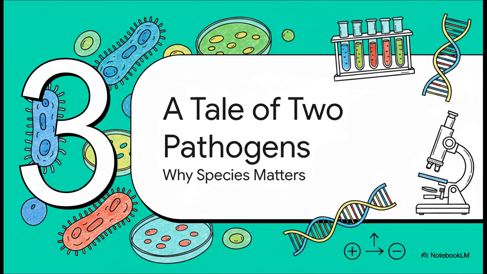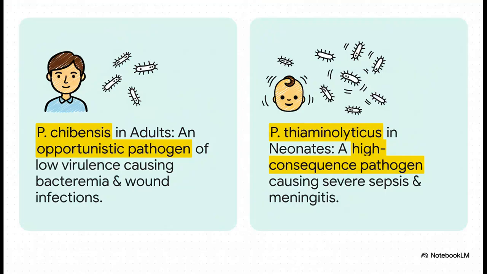So why are we making such a big deal about getting the exact species name right? Because when you're talking about the Paenibacillus genus, you're not just dealing with one kind of bug. You're dealing with a family of organisms that have vastly different clinical stories. Just look at this contrast. It's night and day. On one hand, you have Paenibacillus chibensis, which tends to be an opportunist in immunocompromised adults.